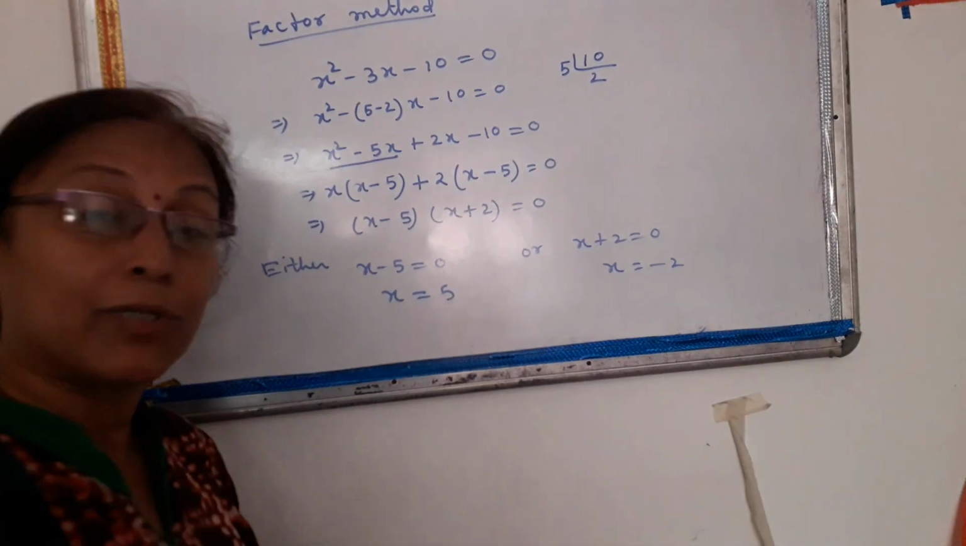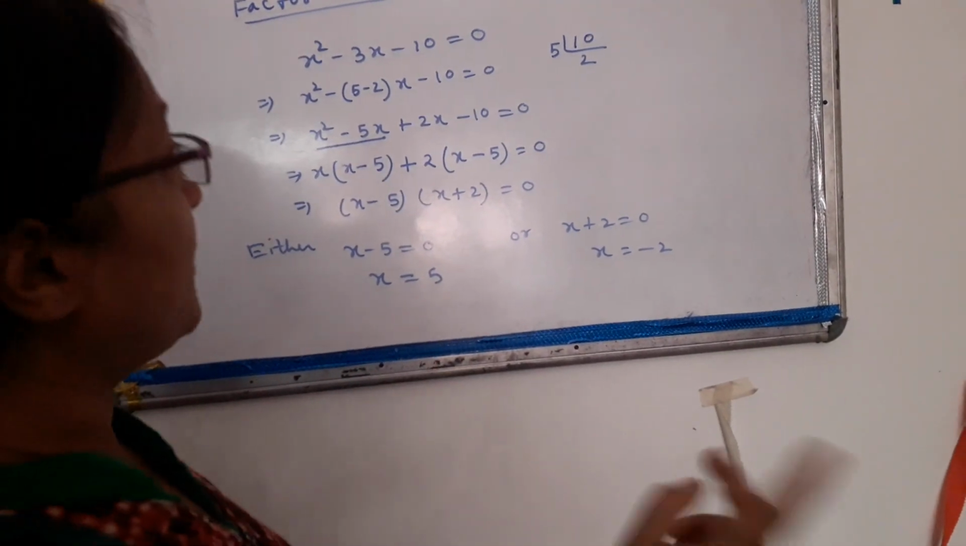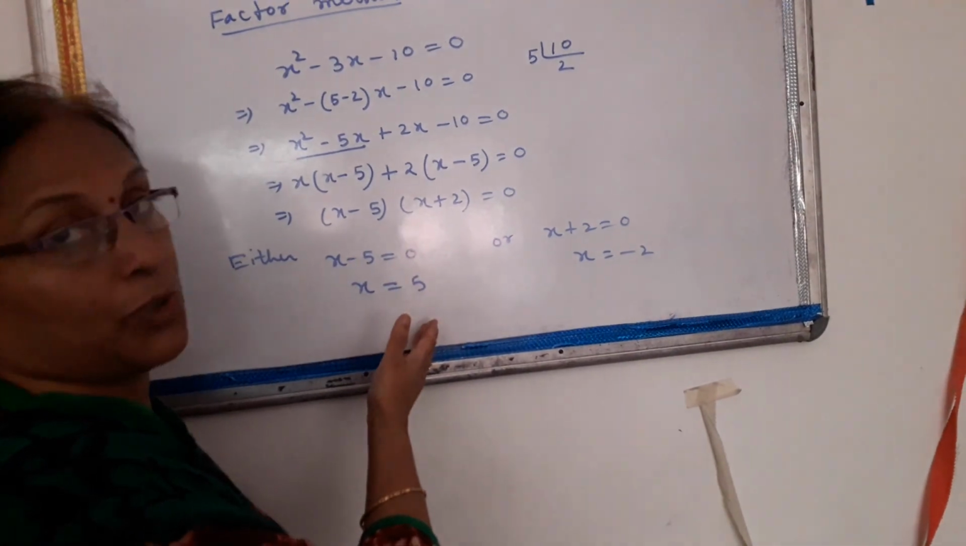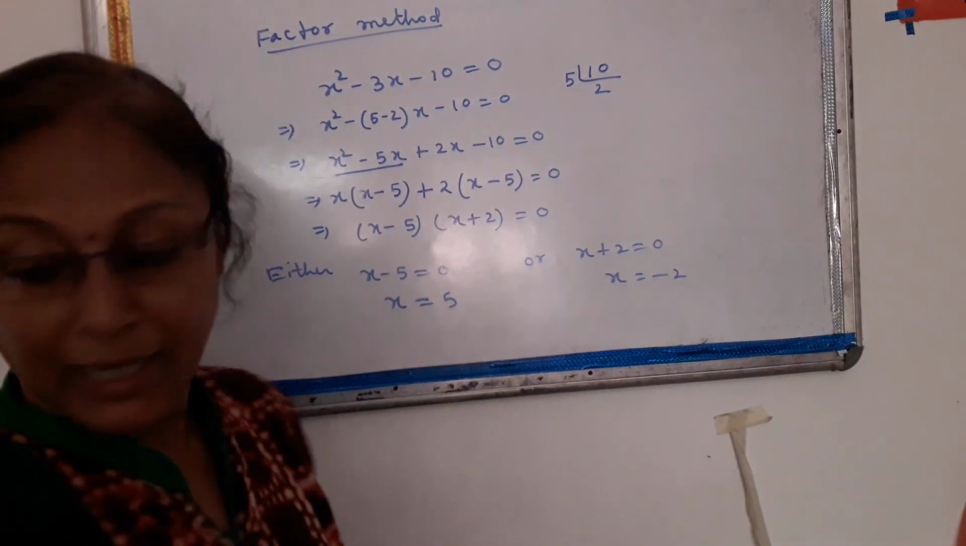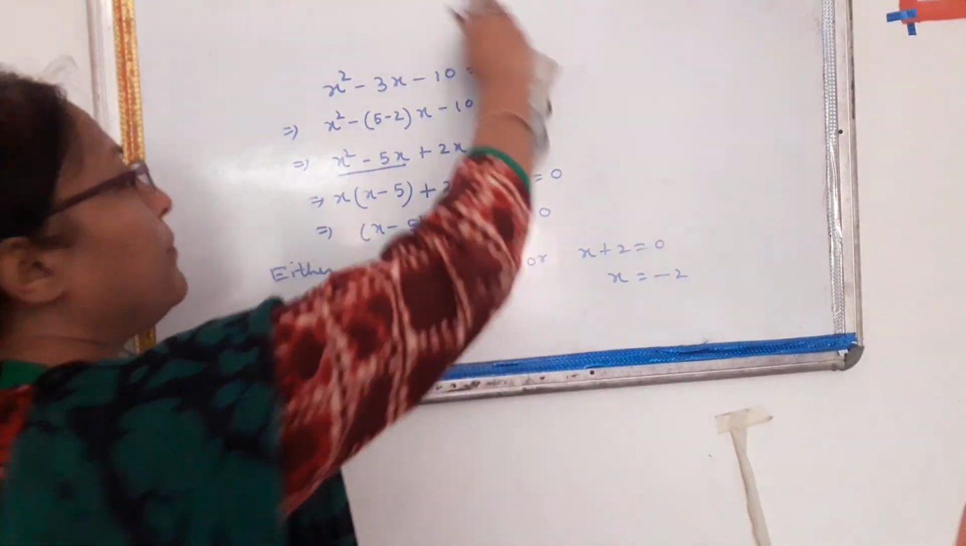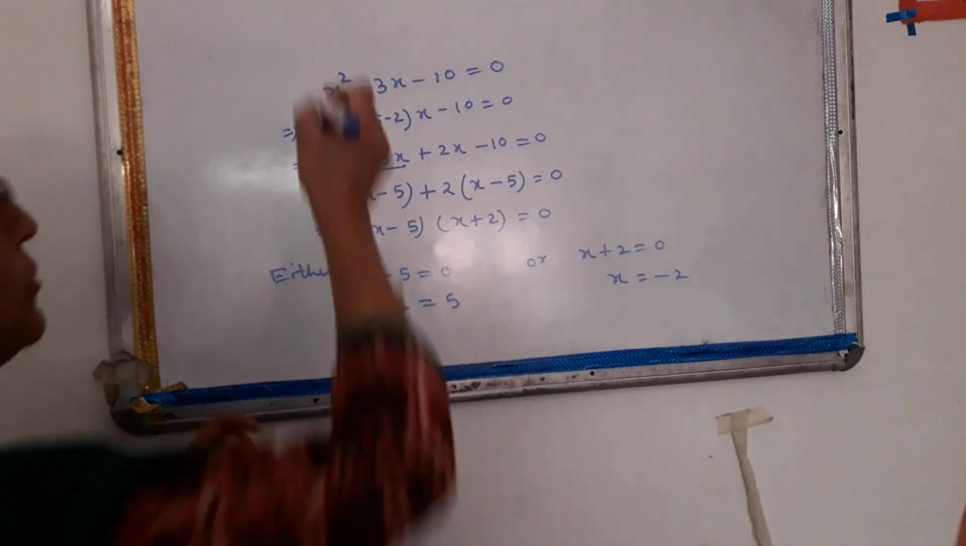That means how many values have I got? 2 values. That means the power is 2. That means how many values ultimately? 2 values. So this is the factor method. At home, you can practice one question as homework. I can give you homework, you write. You practice it.